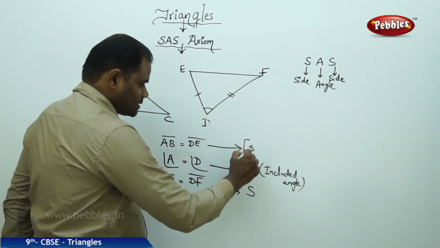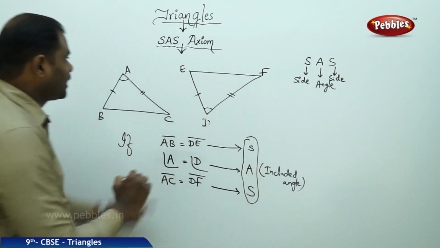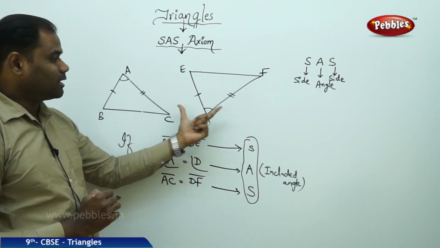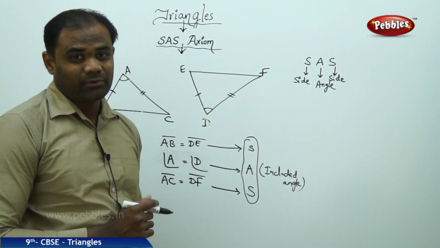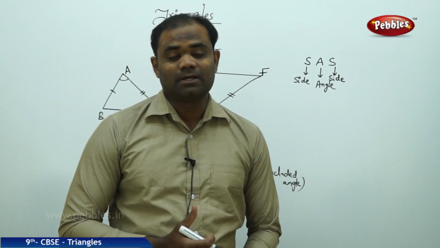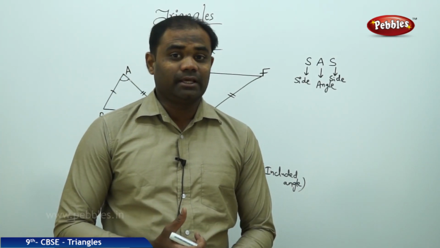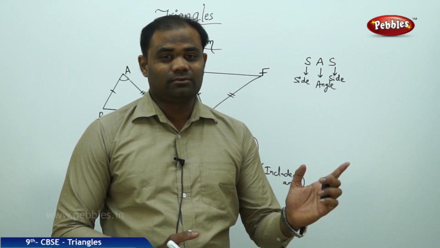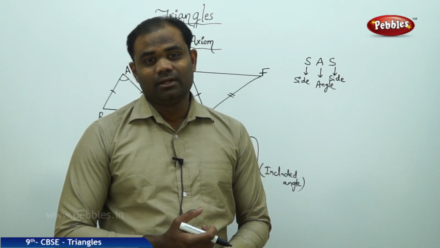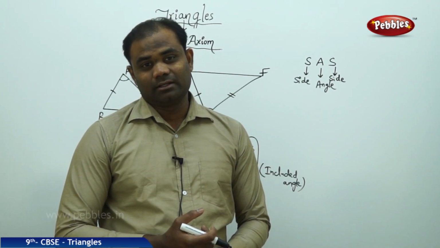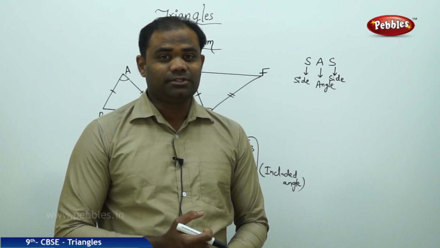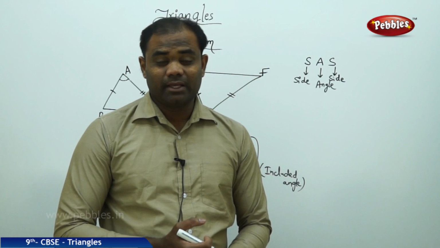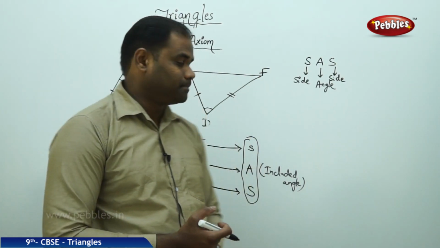Therefore, by SAS axiom, I can say that the triangle ABC and the triangle DEF are congruent to each other, is how I define SAS axiom. If two sides of the two triangles are equal and their included angle is also equal to each other, then we say that the two triangles are congruent by SAS axiom.